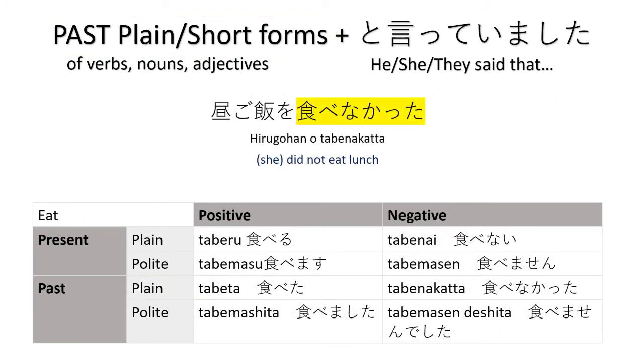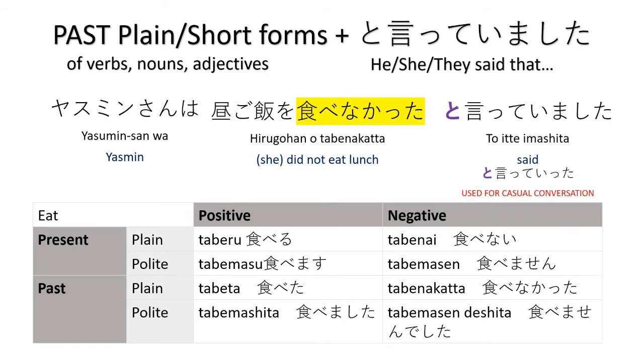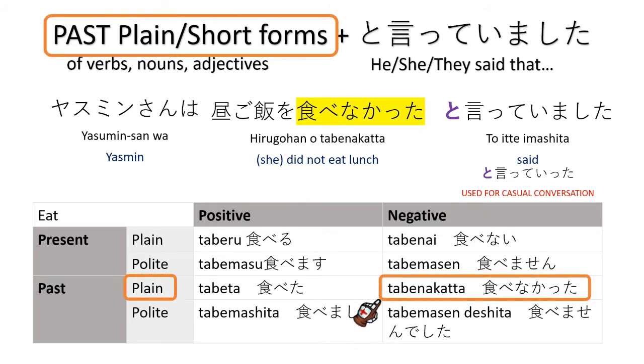Another. Hiru go no tabenakatta. Now in this case, we use Yasmin. Yasumi-san wa hiru go no tabenakatta to itteimashita. Yasmin said she did not eat lunch. So in this case, we use the past negative plain form of the verb taberu. So that is tabenakatta, did not eat. Okay? And again, do not use the polite form tabemasen deshita. Tabenakatta, the plain past form before to itteimashita. Hiru go no tabenakatta to itteimashita.